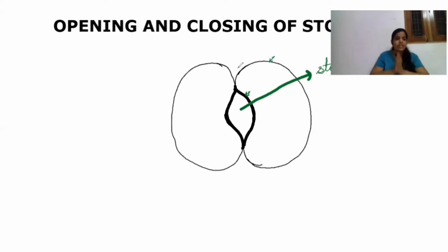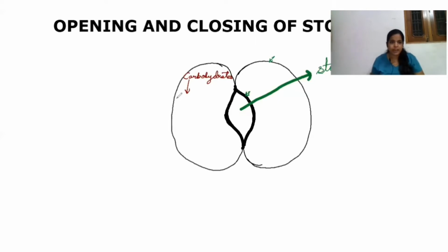So now let's see how this mechanism works to open the stomatal pore. In the plant cells, the stored food, that is the carbohydrates, is present. So we'll start with the carbohydrates. Here in the guard cells, what are present? Carbohydrates. I'm writing everything in this guard cell so that you will remember that everything happens in the guard cells itself. Now, these carbohydrates, with the help of enzymes, convert into PEP.